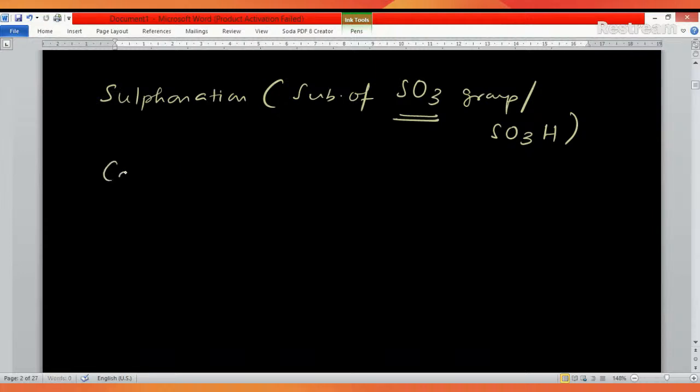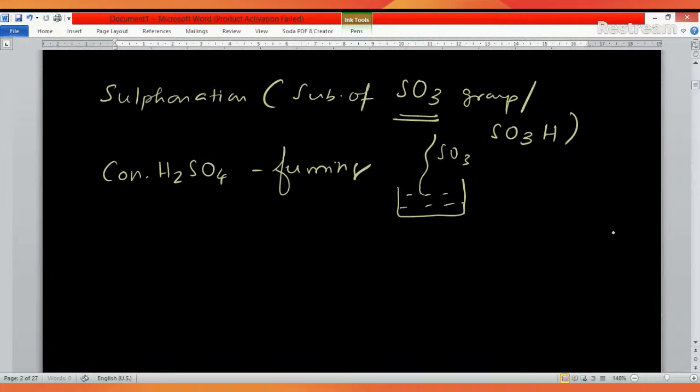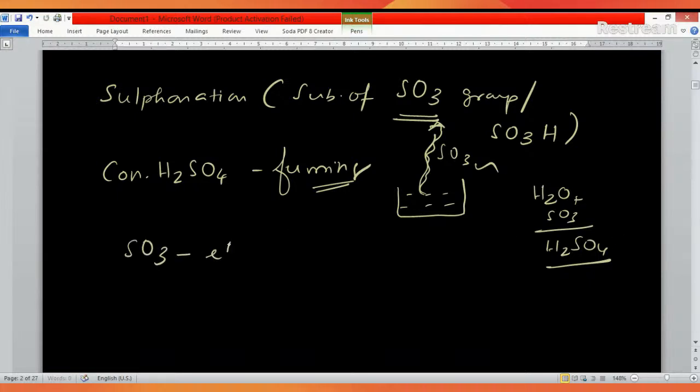For that purpose, we can take concentrated H2SO4, in particular fuming sulfuric acid. What is called fuming? In a container, when you have concentrated sulfuric acid, some of the vapors, SO3, get released. You know that the combination of H2O and SO3 is nothing but H2SO4. So this is the gas which can be evolved, and highly concentrated sulfuric acid is the source from which the sulfur trioxide can be obtained. Now this sulfur trioxide can behave like an electrophile in the following substitution.